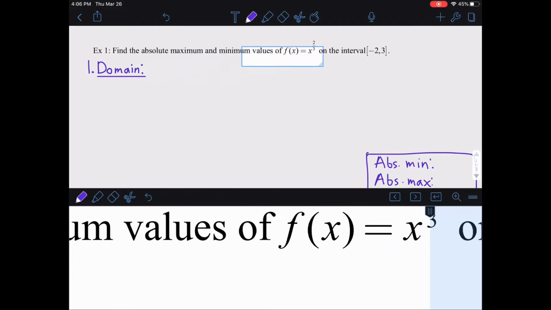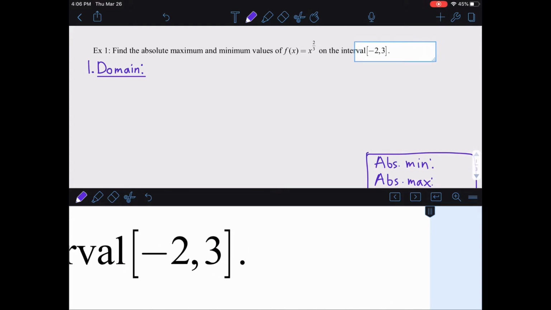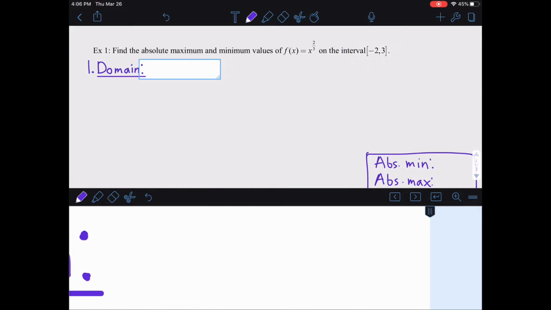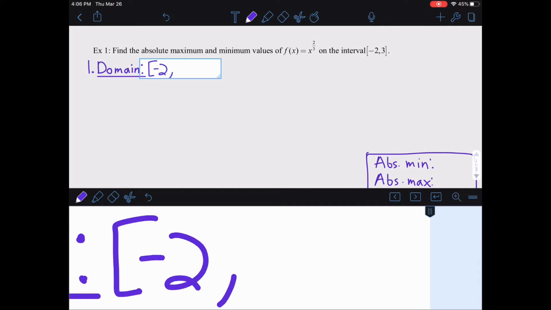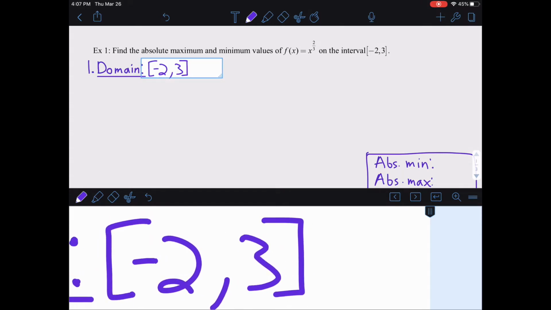And on a question like this, where it's like, what's the domain? Well, I don't have to worry about the domain of the function because we're given a specific domain that we want to find the absolute max and min on. And that is -2 to 3. So before we do anything after this, okay, let's talk about this domain. So this domain is a closed interval, right? Because I start at a bracket and I end at a bracket, okay?